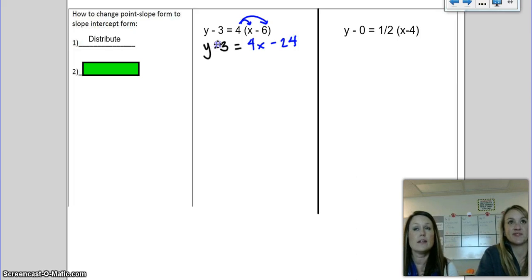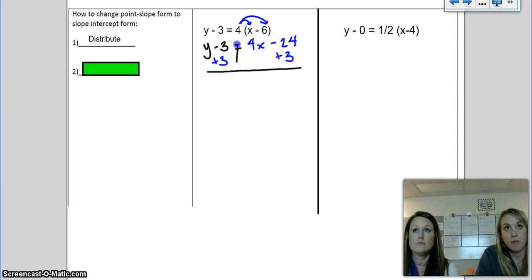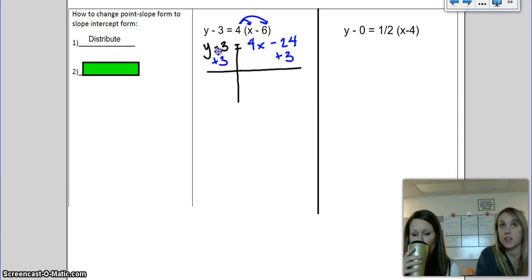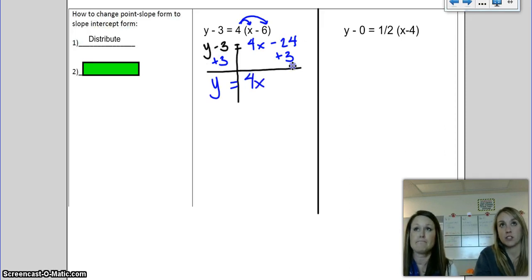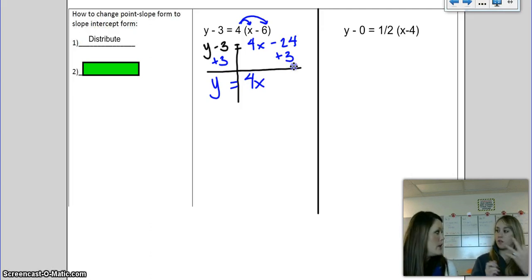Now the next step is to get y by itself. So we're going to add 3. You're trying to get the y alone, and what's with it is the negative 3, so add the 3. So y equals, bring down the 4x, and negative 24 plus 3. Counting up from negative 24, 23, 22, 21. So negative 21.